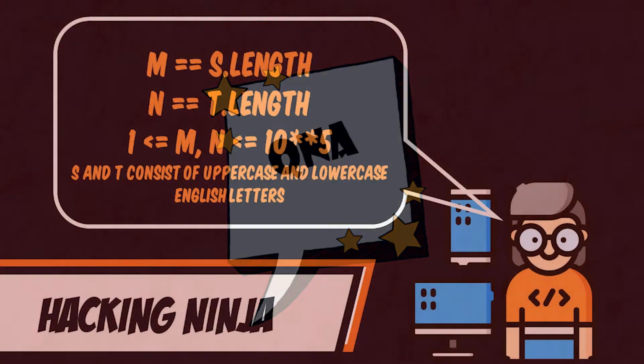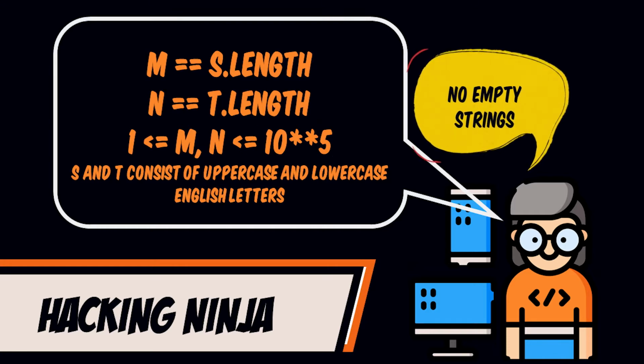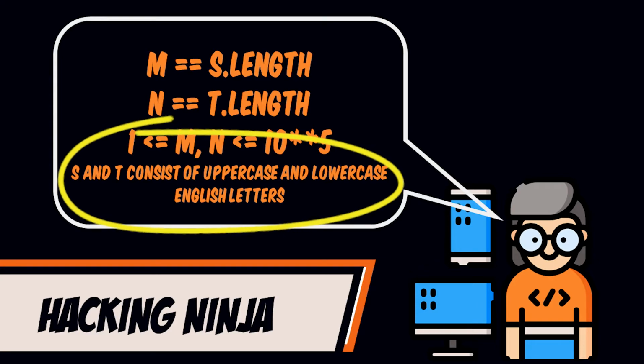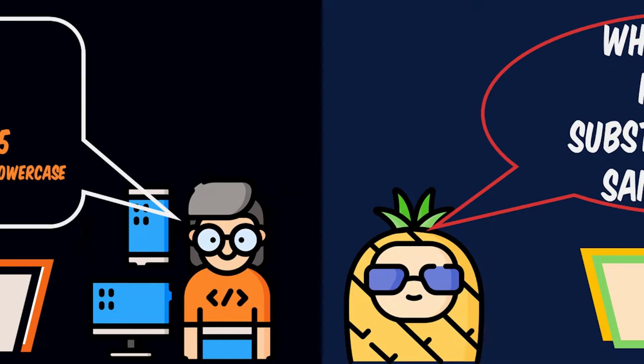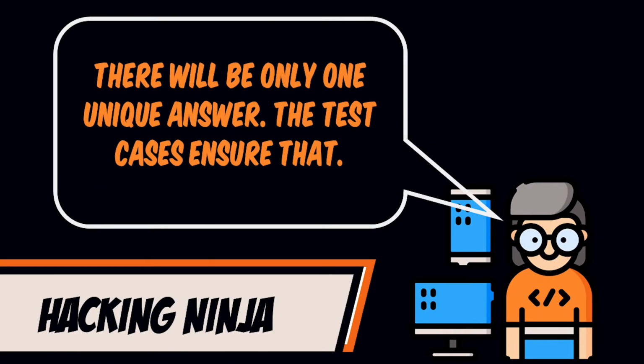Now, let's look at the constraints to get some additional information. The strings will have at least one character and can go up to 10 raised to 5. It means we won't be encountering any empty strings. The other important thing to note is it can only contain uppercase and lowercase English letters. So what if I find multiple substrings of the same length? There will be only one unique answer and the test cases ensure that.